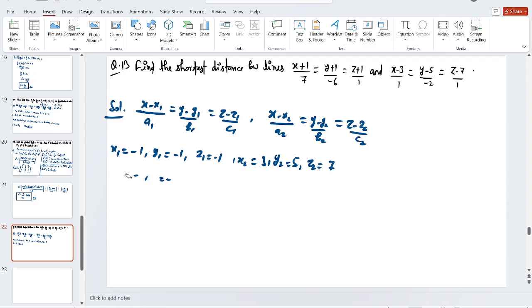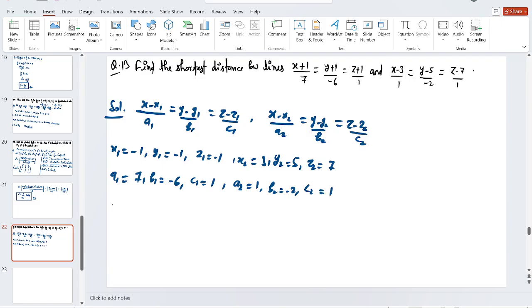Now this is a1, b1, c1 here. a1 equals 7. b1 equals minus 6. c1 equals 1. And a2 equals 1. And b2 equals minus 2. And c2 equals 1. So we need to convert into the vector form here.